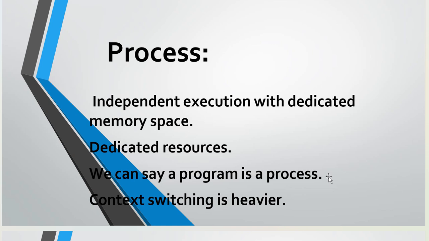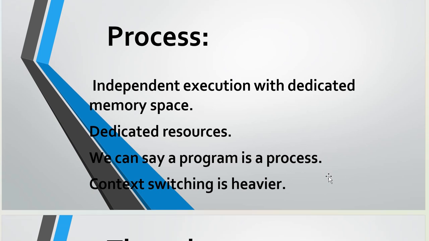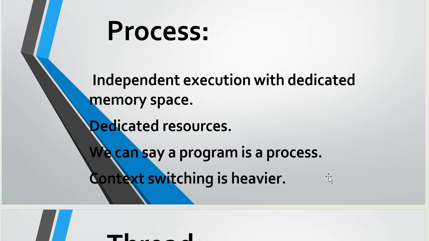Here one drawback is there: when we switch from one thread to another thread, that we call context switching, it will take more memory, so it is a little heavier. So we have to take care that we should not create a lot of parallel threads, because switching from thread 1 to thread 2, thread 2 to thread 3, like that, will take a lot more time.